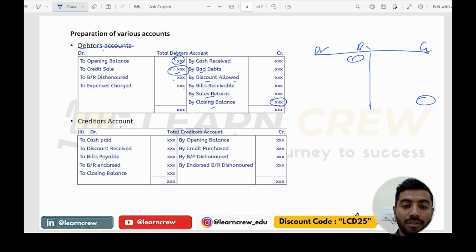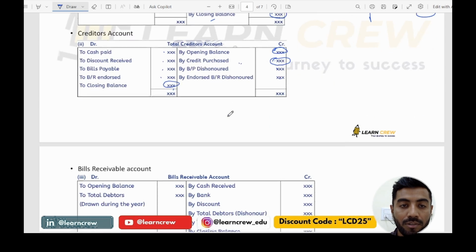Then coming to the creditors account. If debtors is an asset, creditors is a liability. So opening balance and closing balance will be there. Apart from that, we'll also have credit purchases, bills payable dishonored, endorsed bills dishonored, then cash paid, discount received, bills payable, bills receivable dishonored. Again, the balancing figure will usually be the credit purchases. Sometimes the balancing figure can be the opening or closing balance of creditors. Done. We'll move on to the next account.